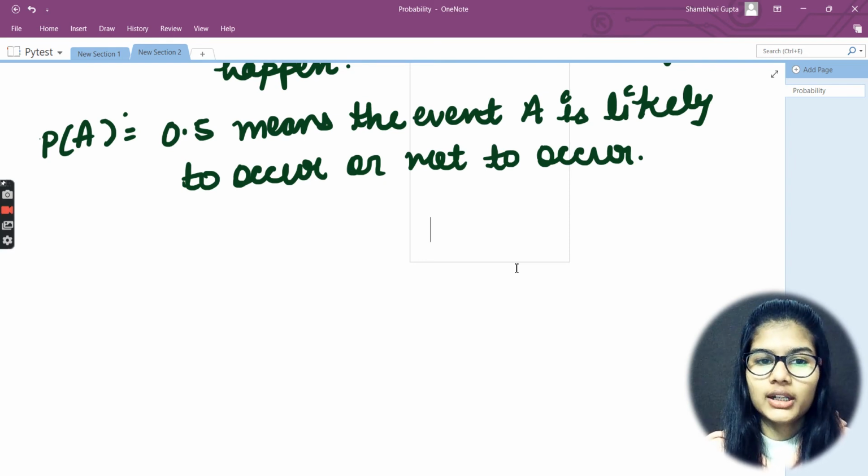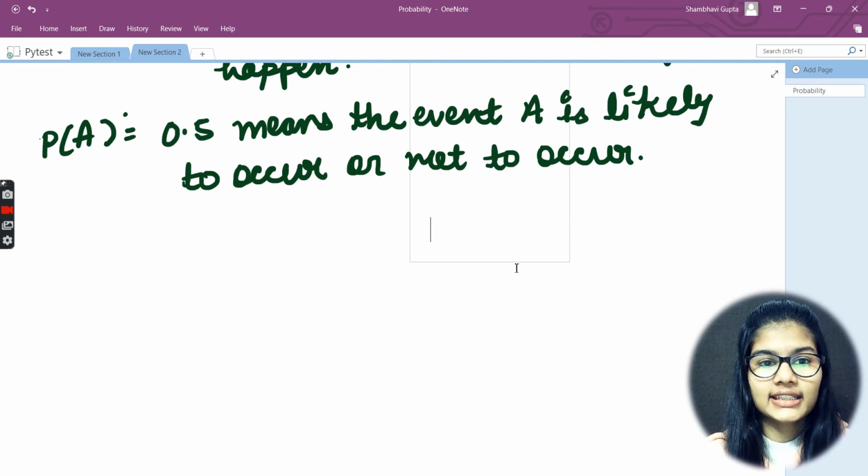So let's say if I flip a coin 2 times, 20 times, 2000 times, 20,000 times, we can say that the probability of getting heads is 0.5. It means that the event is likely to occur or not to occur. Okay, so I hope this is clear regarding the probability.